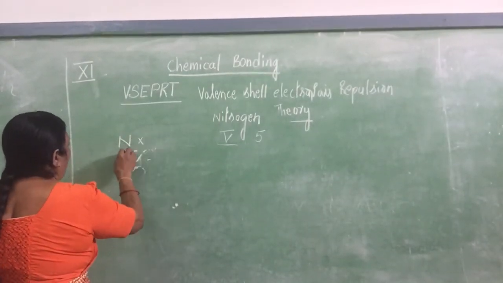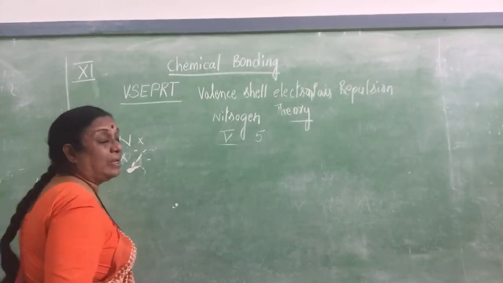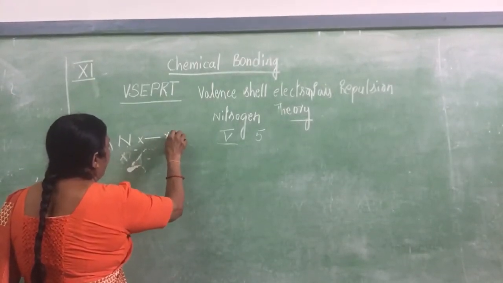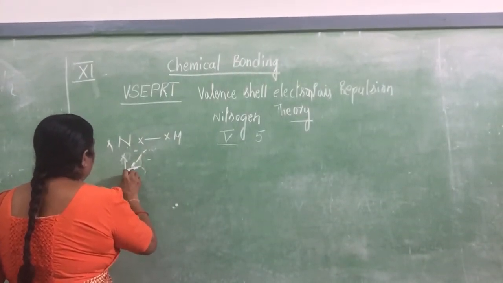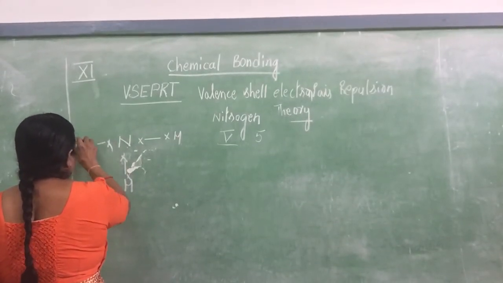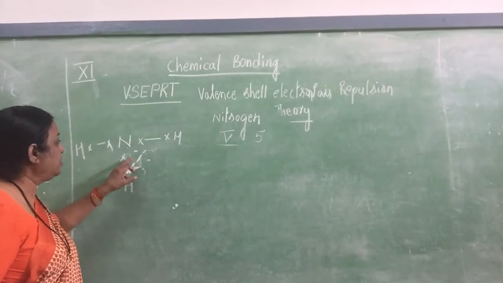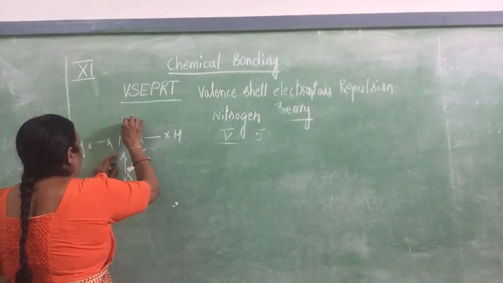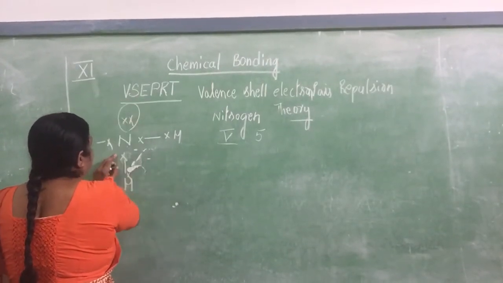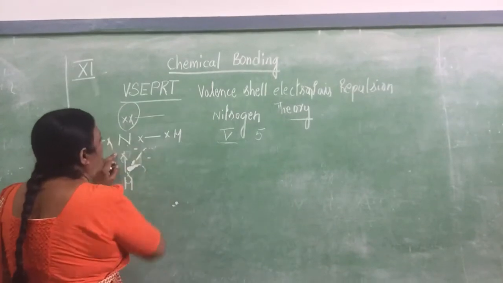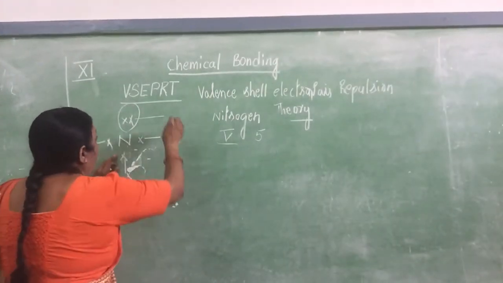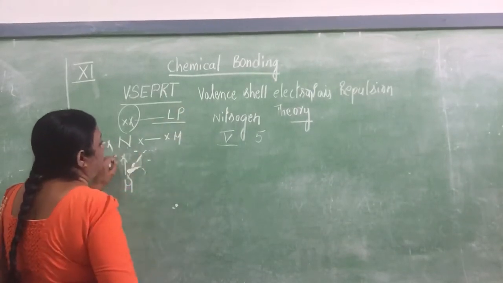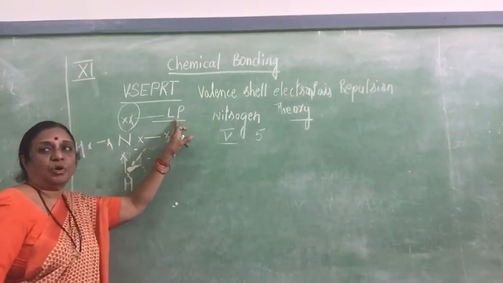So, out of the 5, 3 electrons are involved in the bond formation. Nitrogen reacts with 3 hydrogen atoms. Hydrogen is also giving 1 electron for sharing. Out of the 5 electrons, 3 electrons are involved in the bond formation. Now, 2 electrons are left as they are. Since they are not involved in the bond formation, they are called lone pair. What is that? Lone pair, LP in short.